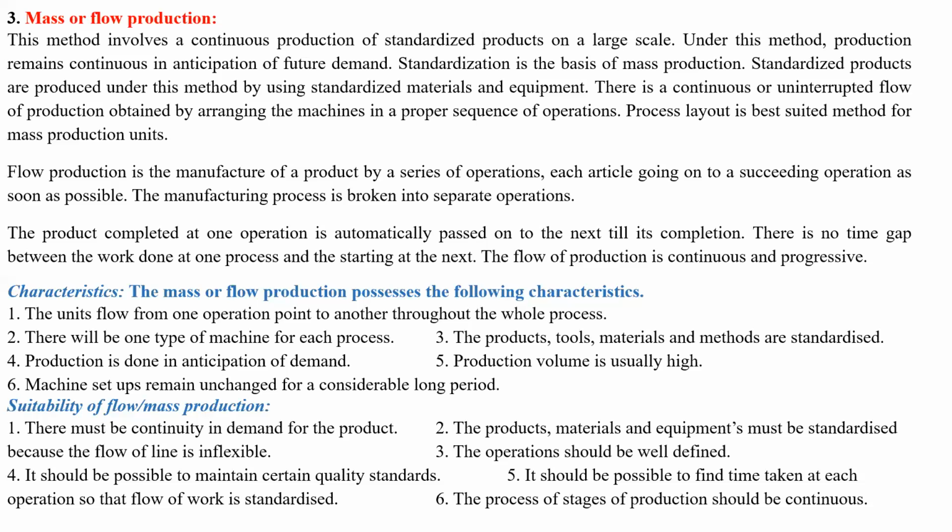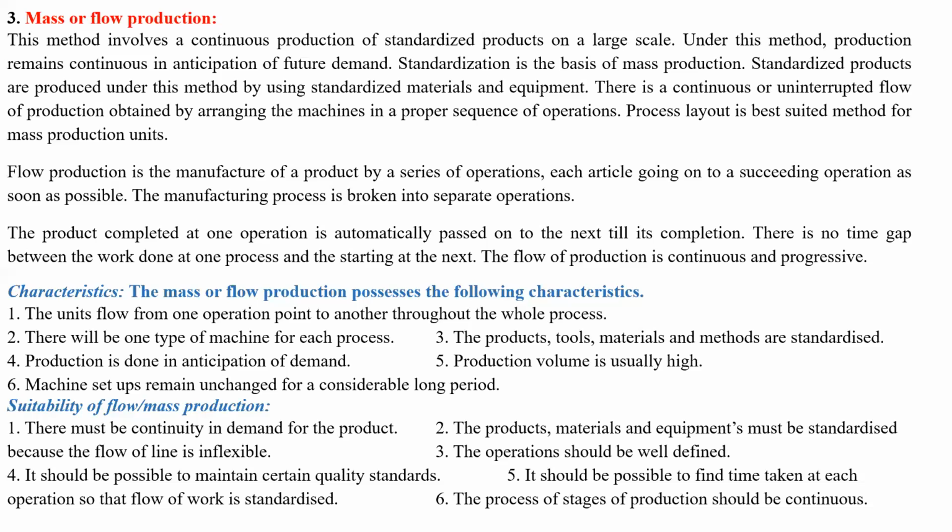When you come to the characteristics of mass production, the units flow from one operation to another throughout the whole process, so it continues for a longer period of time. There is one type of machine for each process. The goods, products, tools, materials and methods are standardized. Production volume is usually high. Production is done in anticipation of demand. Machine setup remains unchanged for a considerably longer period of time. So these are the basic characteristics.